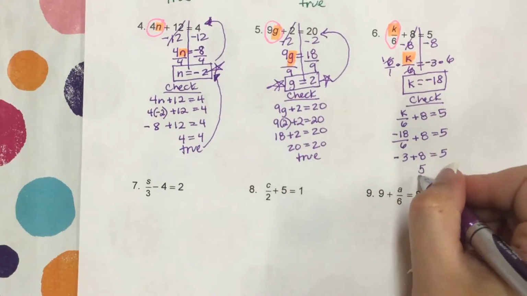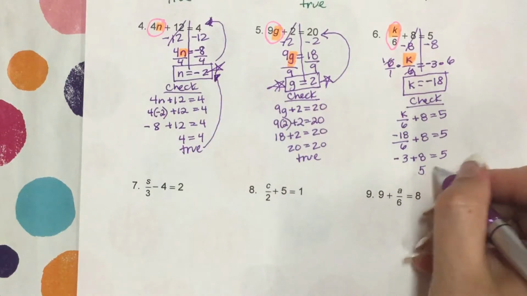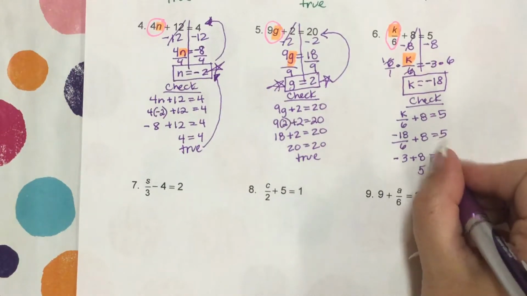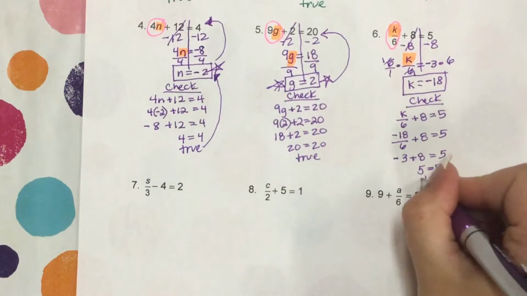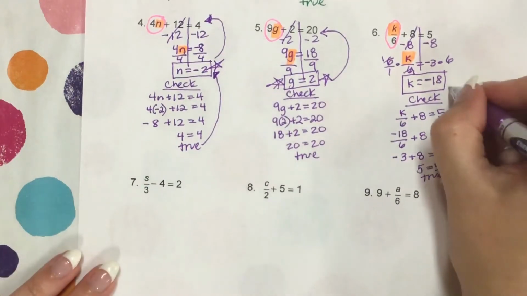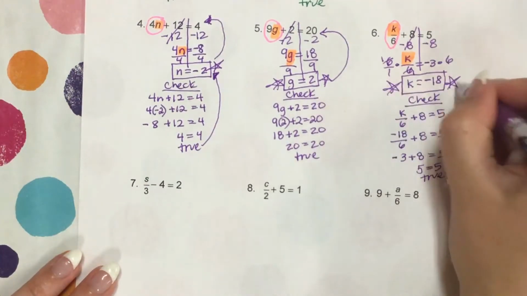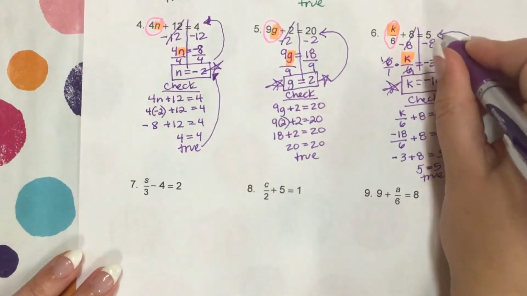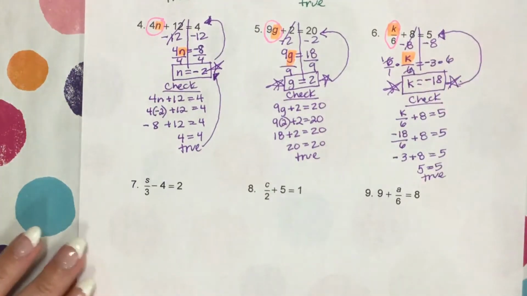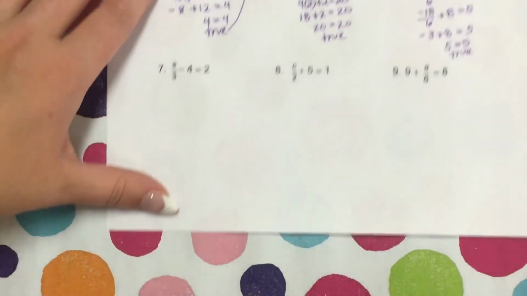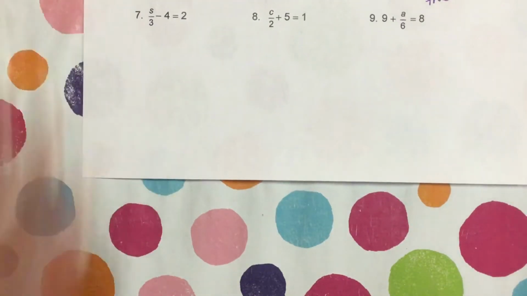And I don't need to write a plus sign because whenever you just write the number 5, it's understood that it's positive. So 5 equals 5. This is a true statement, woohoo, which means our solution here is correct. This is the solution to the original equation. Okay, on to number 7.